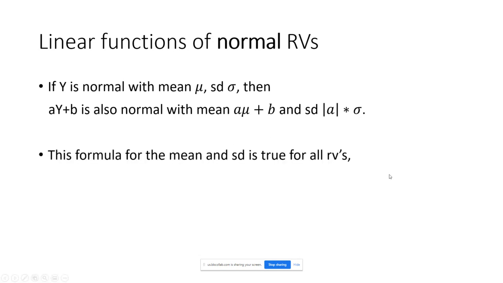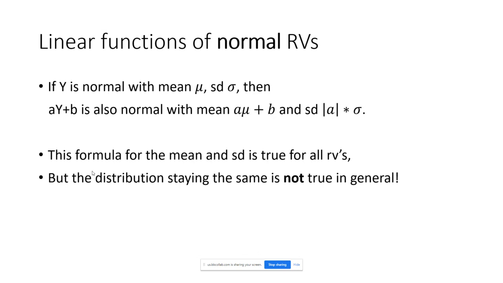So we've seen this formula before for the mean and standard deviation of a linear function of a random variable. So this formula for the mean and standard deviation for a y plus b, that works for all random variables. But the part about the shape of the distribution, the type of the distribution staying the same, that is not true in general. It's true for normal random variables, and it's true for just a couple of other special types of distributions.